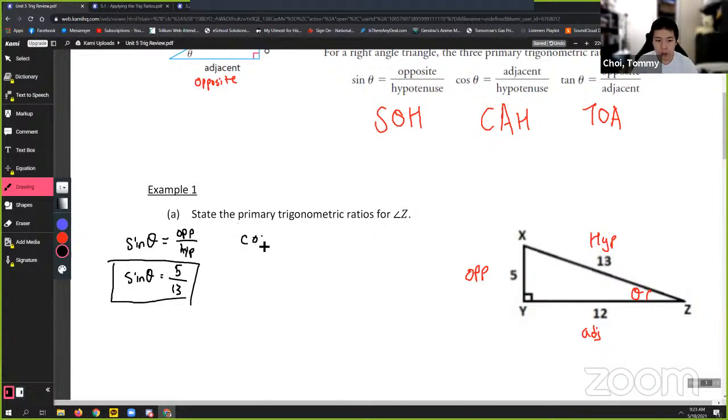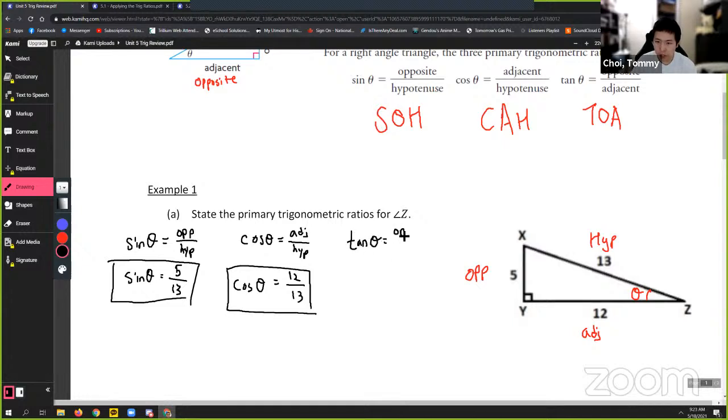So then we move on to cosine, which is adjacent over hypotenuse. So cosine theta is equal to adjacent, which is 12, over hypotenuse, which is 13. Voila, there's our second ratio. And the last one, I'll have you guys do. So tan theta is opposite over adjacent. I'll give you 30 seconds to figure out this fraction.